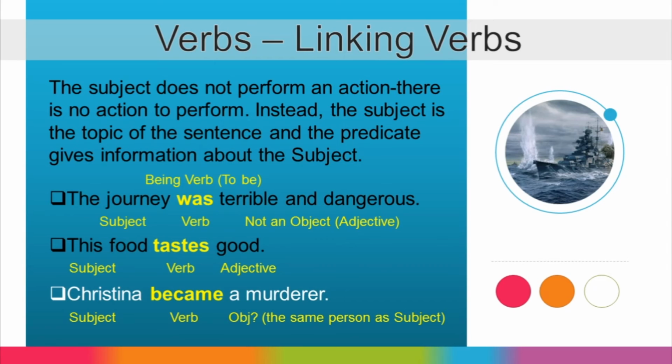If we want to use another word for the verb there, we can change it this way: Christina is a murderer. This is also the same because the murderer is Christina and Christina is the murderer. This is not exactly an object, and this is still a linking verb, in this case a to be verb.